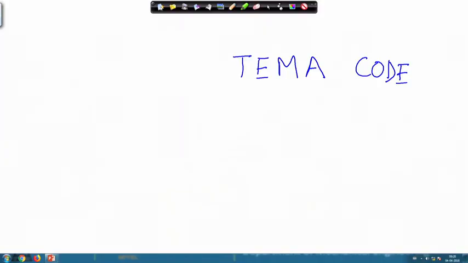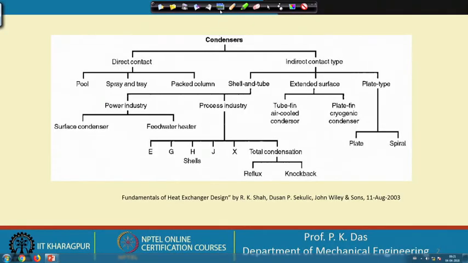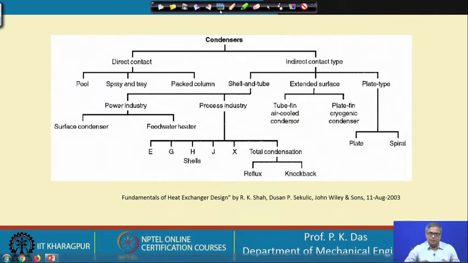So, in the TEMA they have different standard shell configurations, and these are indicated by capital letters, as I have mentioned earlier. Those are different kinds of shell structures: E, G, H, J, X, etc. Not all of them, but at least some of them we will see later on. And then total condensation: one is called reflux and another is called knockback. Again, for the time being I would like you to know only the name. Probably we will touch upon the reflux condenser to show what a reflux condenser is.